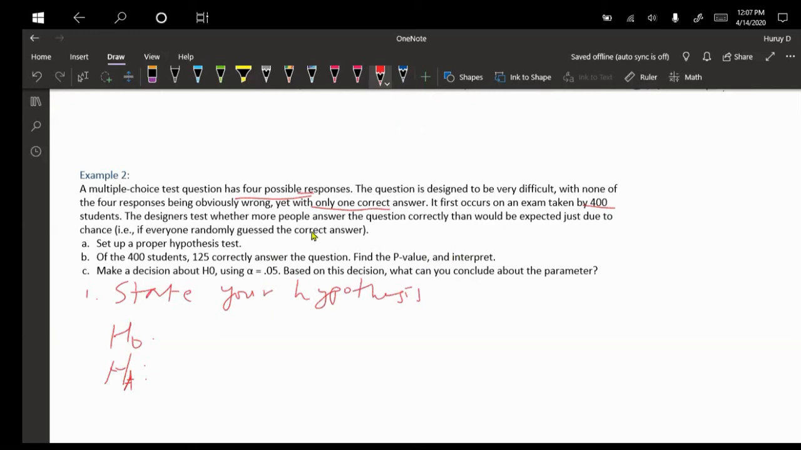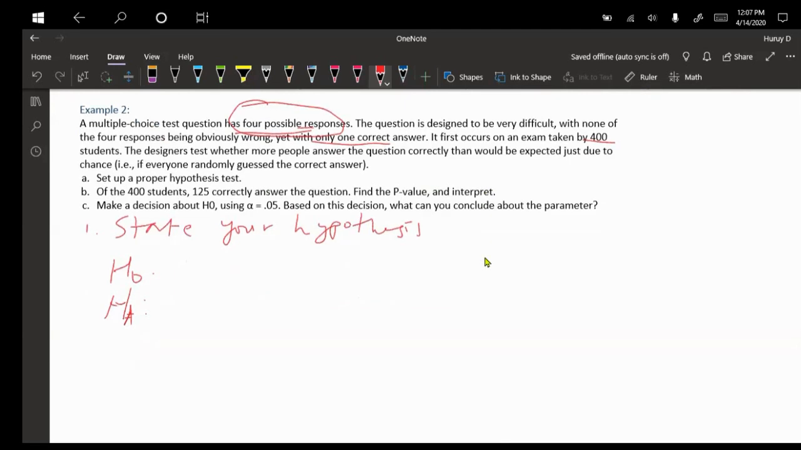So H sub naught, what we have here is, because the possible responses are 4, by chance, the probability of answering the question correctly, because there is only 1 correct answer. So by chance, we have 0.25 probability to answer it correctly. Okay, because there are 4 possibilities. Now, again, the most important one is this one.